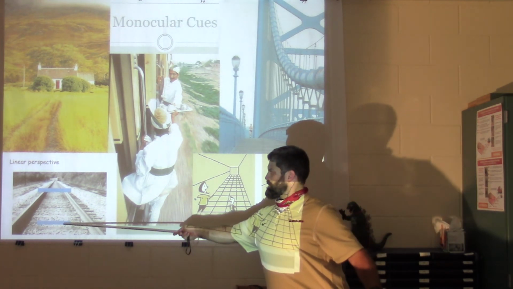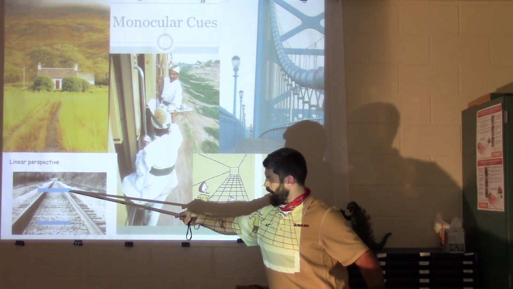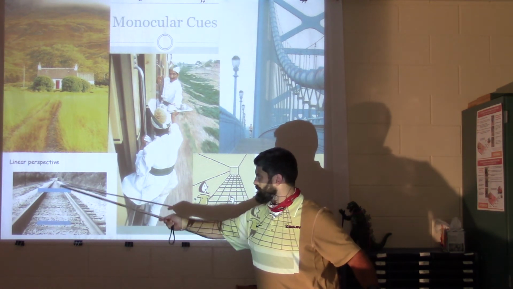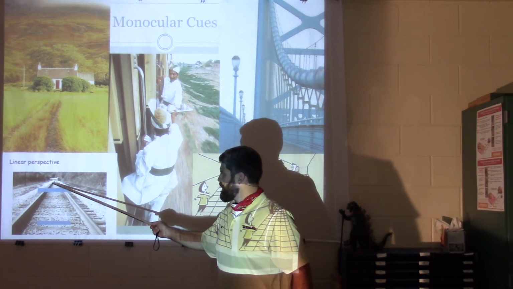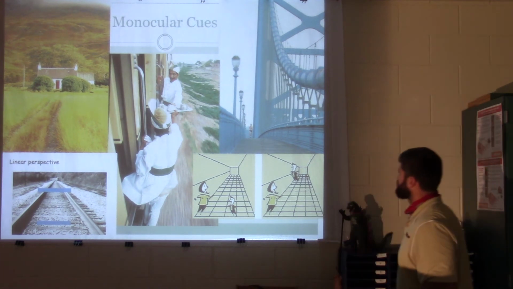So here's linear perspective. This is what it looks like. Obviously these two lines are the same length, but this one looks larger because it is farther along on the tracks. As you can see, these parallel tracks end up looking like they're going to touch farther along. That's what linear perspective is.